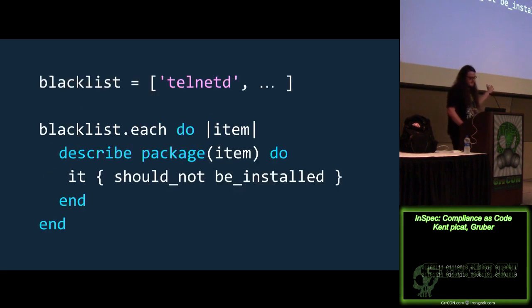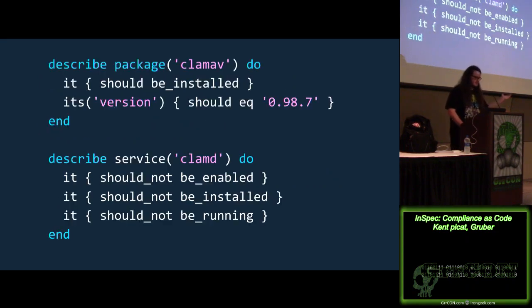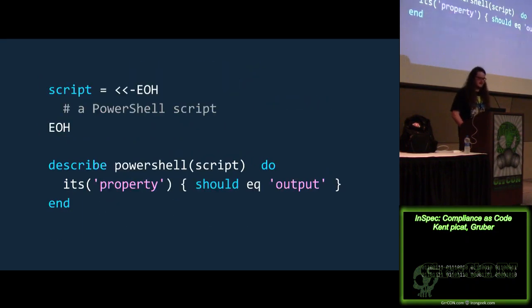You can describe whatever, and then, for example, this array that I'm defining. Since it's just Ruby, I can define this array of packages that I don't want installed on my system. It's never going to production if you have these packages installed. Then for each item in the blacklist, I'll just describe this package should not be installed. And this becomes, again, very, very human readable. So another example, there's plenty of examples online.